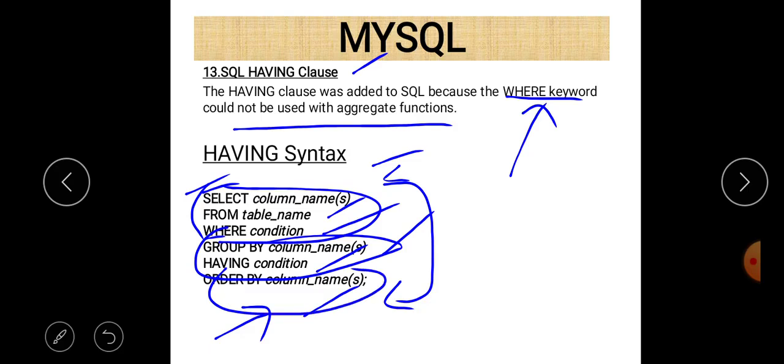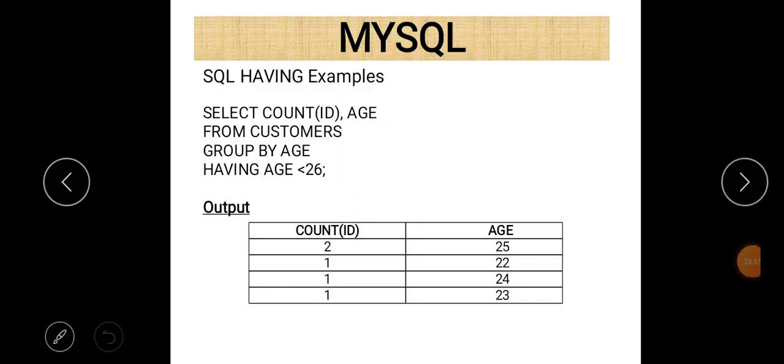So this is a sequence to use that data. Now you can see the example here, SQL example. So select count ID. Remember that count is an aggregate function. So count ID, age from customer and group by age. So we form a group on the basis of age, but the condition is that age must be less than 26.